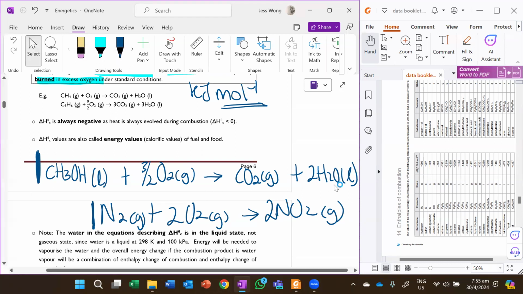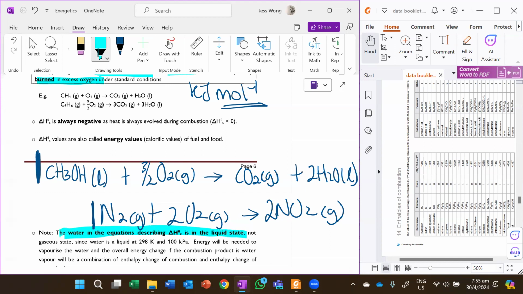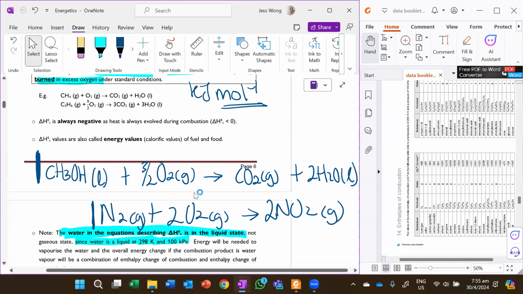Now, take note that even though we are doing combustion, the water that we are getting in the equation is usually in the liquid state because we are looking at standard conditions of 298 Kelvin and 100 kilopascal. So water at 298 Kelvin and 100 kilopascal pressure will exist in the liquid state. Even though combustion is a very hot exothermic process, our measurement will be taken at the standard condition.